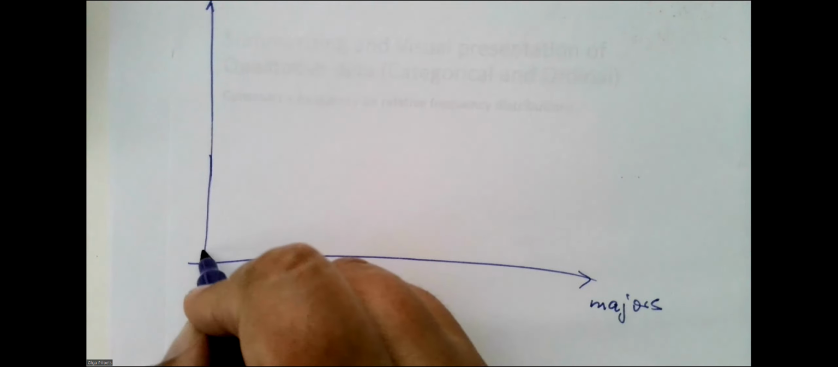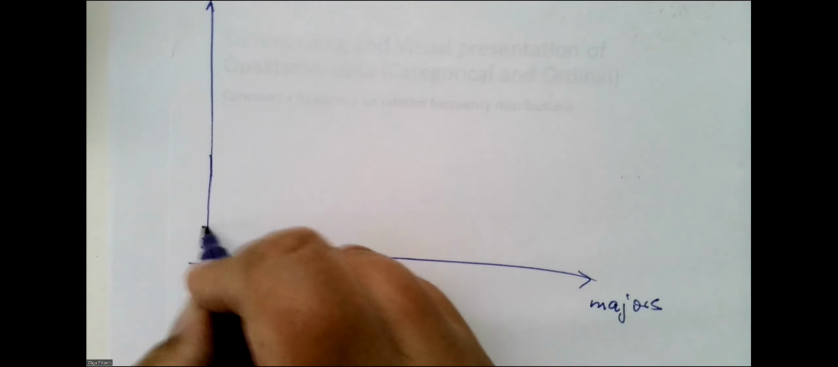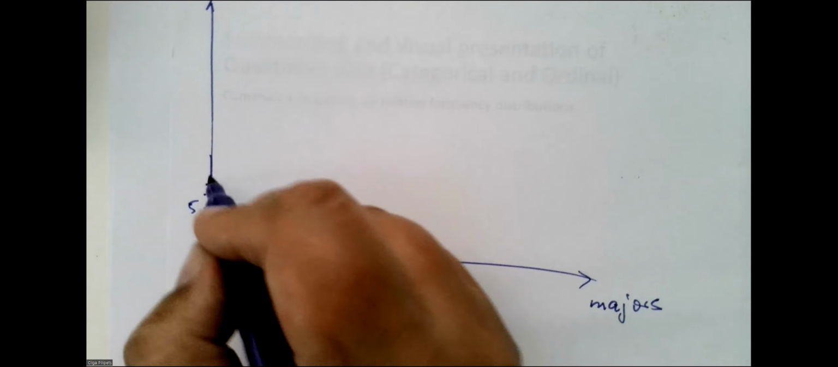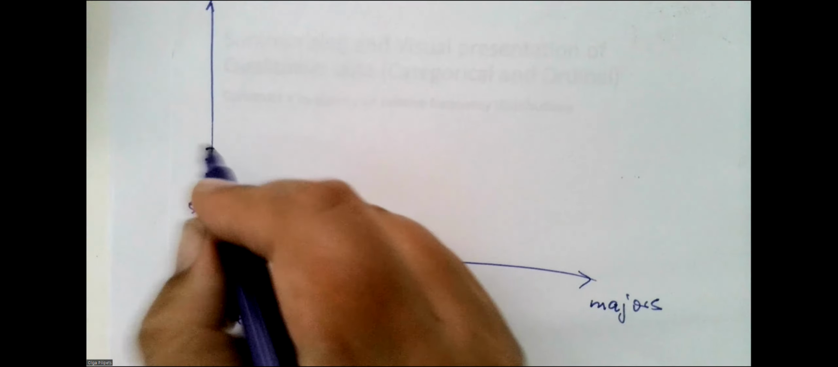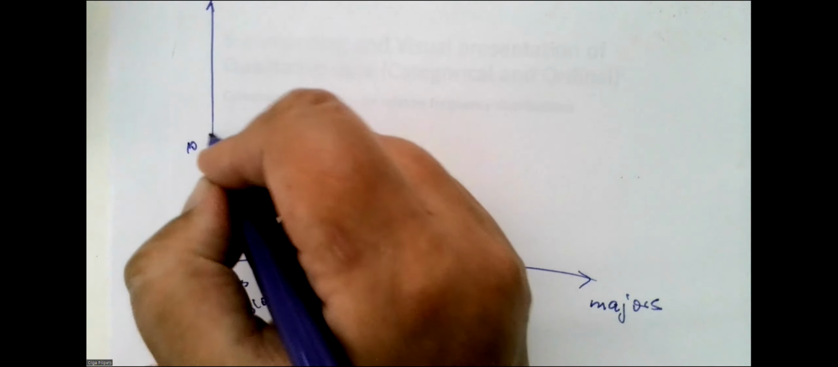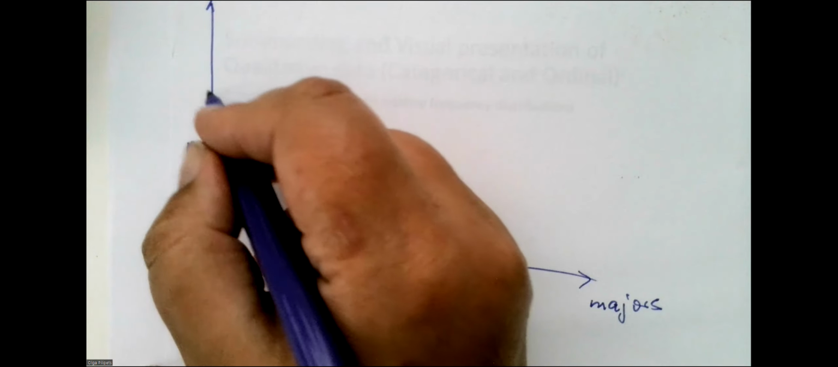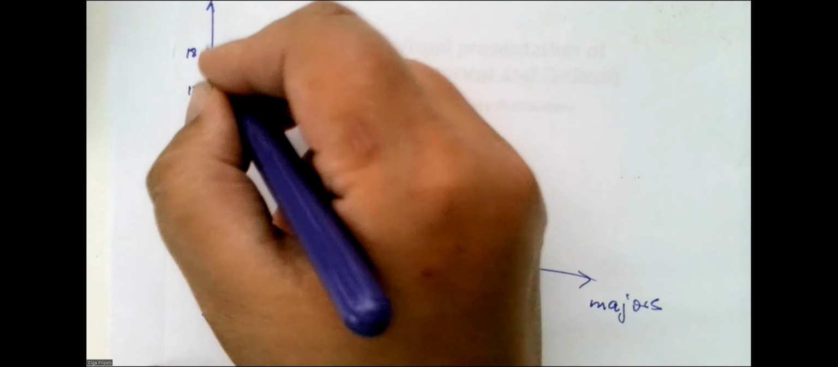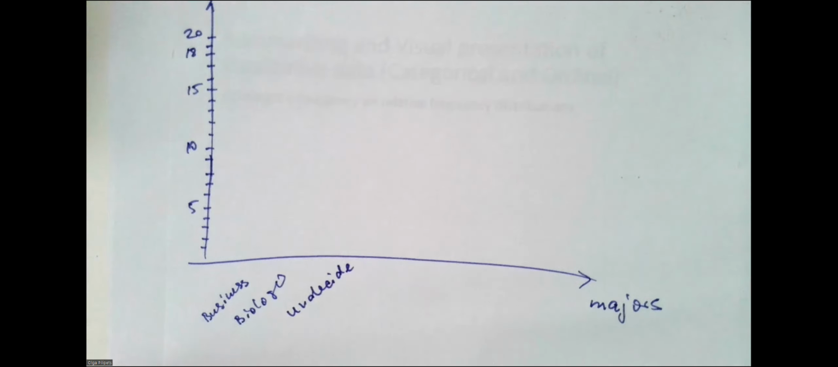So let's start. So 1, 2, 3, 4, 5, 6, 7, 8, 9, 10, 11, 12, 13, 14, 15, 16, 17, 18. Okay, 20. Actually, I should just put 20.